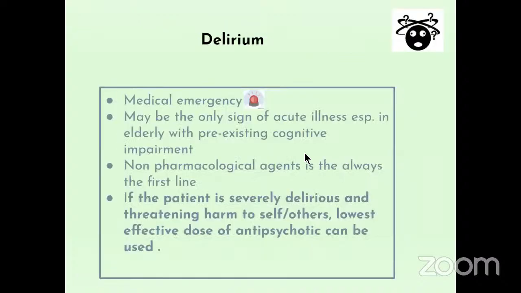Okay, delirium. Delirium is considered a medical emergency because it leads to acute brain damage or acute brain illness. Delirium may be the only sign of acute illness, especially in elderly patients with pre-existing cognitive impairment. Non-pharmacological treatment is always the first line for delirium. If the patient is severely agitated and delirious and threatening harm to himself or others, the lowest effective dose of antipsychotic can be used.